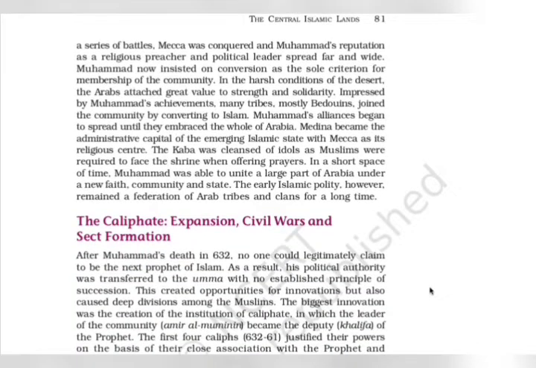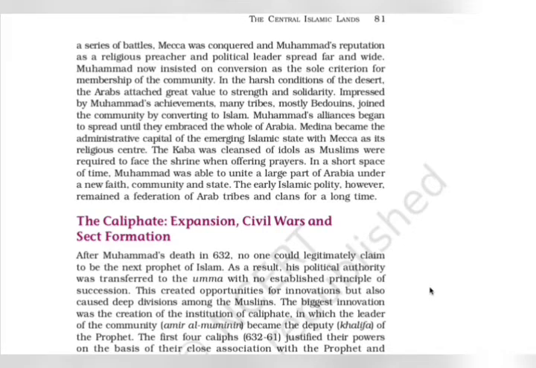After a series of battles, Mecca was conquered and Muhammad's reputation as a religious preacher and political leader spread far and wide. Muhammad now insisted on conversion as the sole criterion for membership of the community. In the harsh conditions of the desert, the Arabs attached great value to strength and solidarity. Impressed by Muhammad's achievements, many tribes, mostly Bedouins, joined the community by converting to Islam. Muhammad's alliances began to spread until they embraced the whole of Arabia.